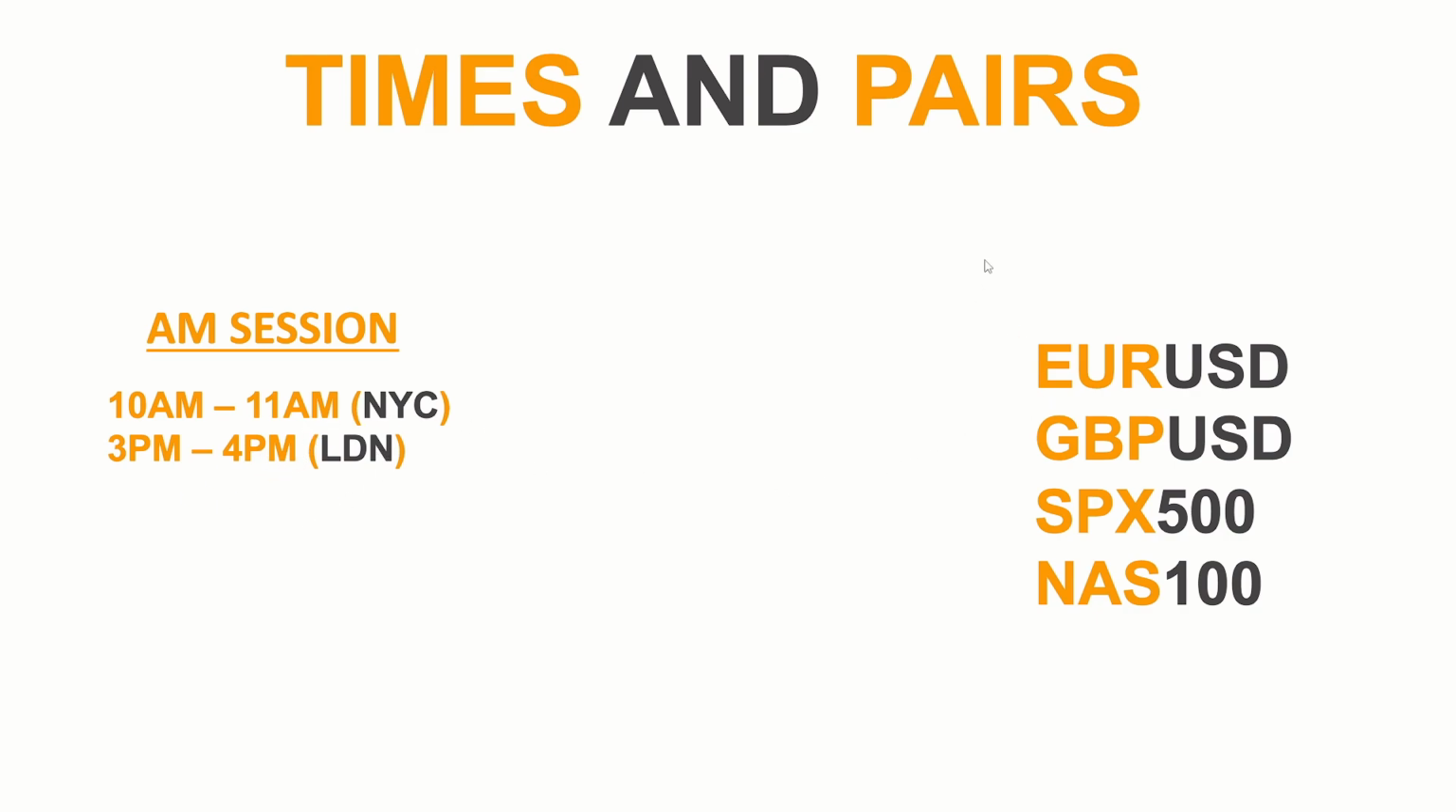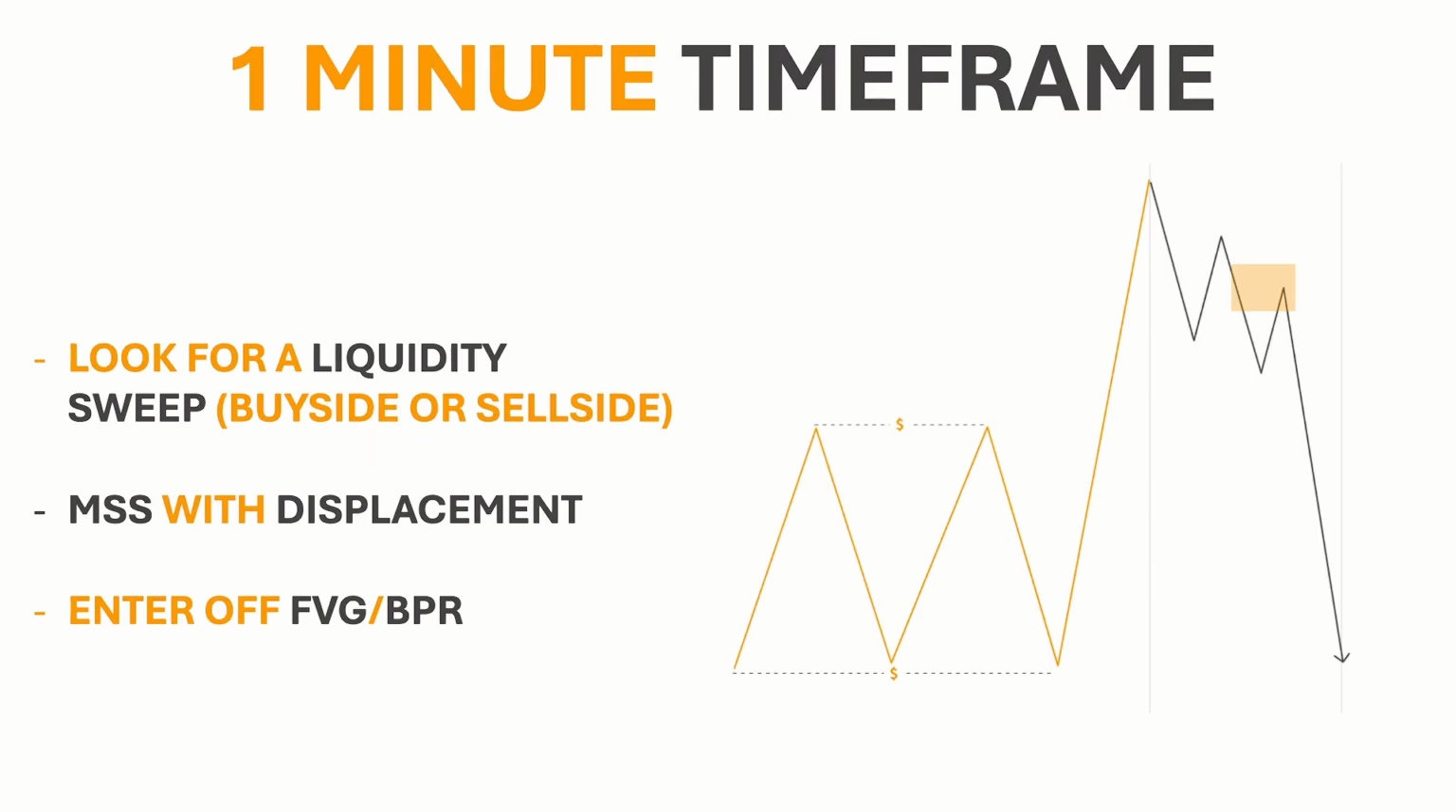So, moving on to pairs: EUR/USD, GBP/USD, as they are dollar correlated, and SPX 500 and NAS 100. These are the pairs I have backtested and traded this strategy on. You guys should test this for yourself and backtest it on your own pairs and see what works best for you. However, I do recommend staying with these pairs as a baseline. So moving on into the actual strategy.